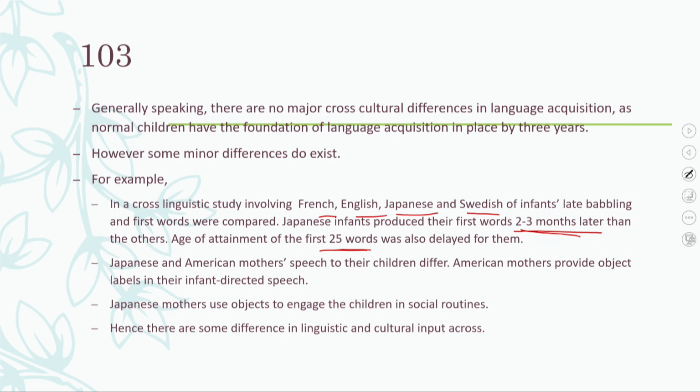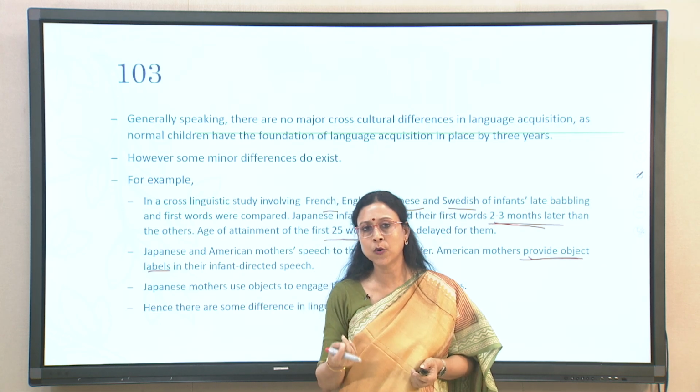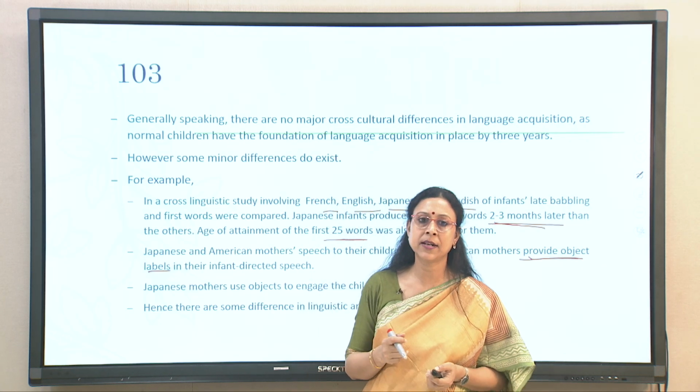So, the Japanese and American mothers' speech needs to be looked at. There is a difference between the Japanese mothers and the American mothers in the language used with their children. American mothers provide object labels in their infant directed speech. So, the mothers in America use more object labels. If you have more object labels, that means automatically you learn more nouns, more words, more things that have a referent in the immediate environment.